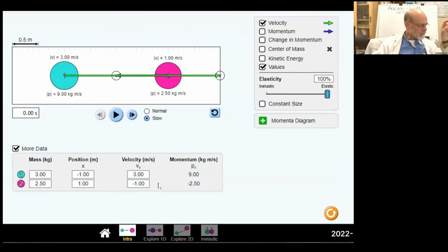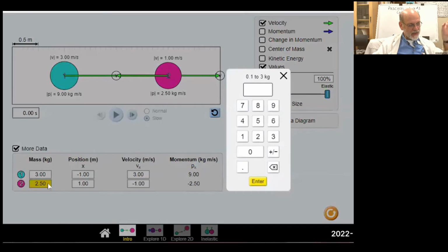Now, you want the total momentum before collision to be 8. Right? You can't change it here. What you have to do is change the value for M2. That's a variable in your table. Change it until you get the total momentum to equal 8. So it's at 250 now. Let's change it to 2 and see what happens.